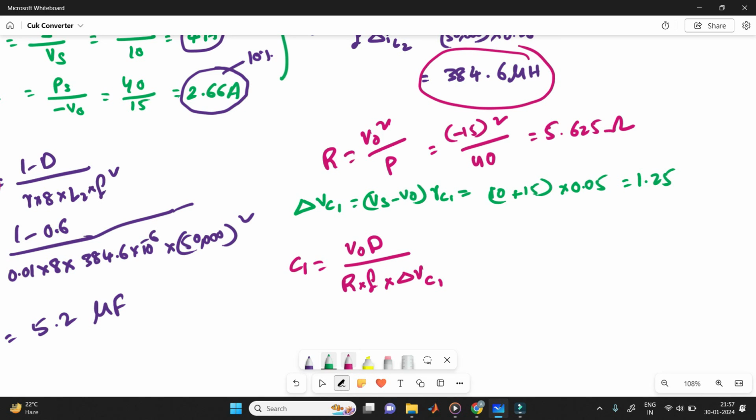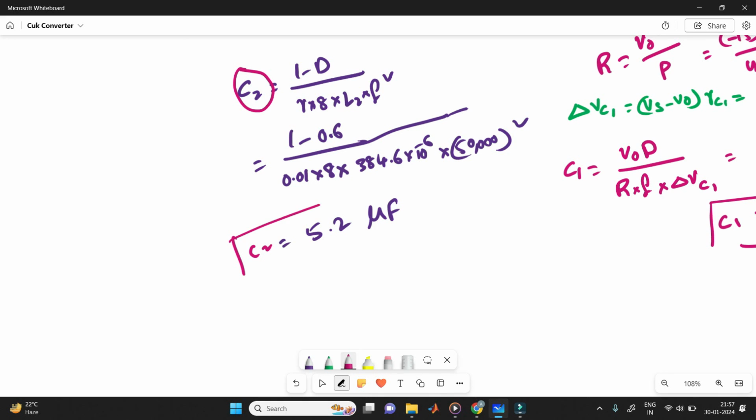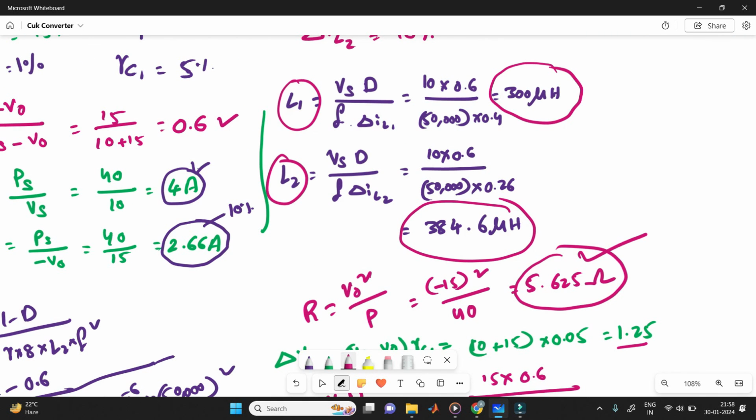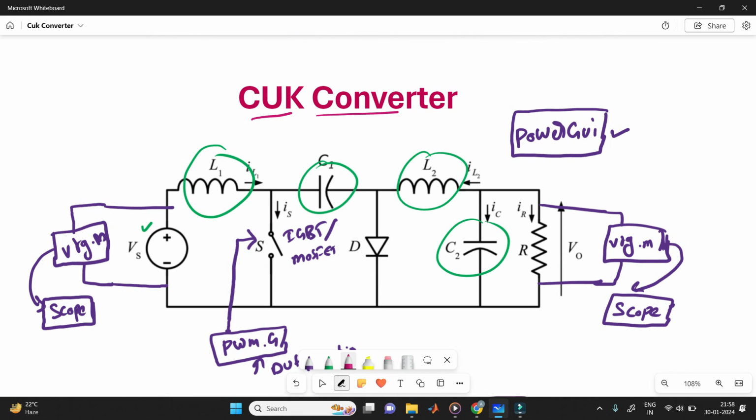Now substitute this value here and you will get C1. So we know V0 is 15 into duty cycle 0.6, and we got the resistance value 5.625, into frequency 50 kHz, into change in voltage of C1, 1.25, which we already got above. Now you will get the C1 value, 25.6 microfarad. That's it, this is the C1 value. Now you have all the values: C1, C2, resistor value, L2 and L1, and the duty cycle value is 0.6. Finally we know all the values of this Chuk converter, the inductor 1 and 2 values, capacitor values and resistance value. So now let's connect the circuit in MATLAB.